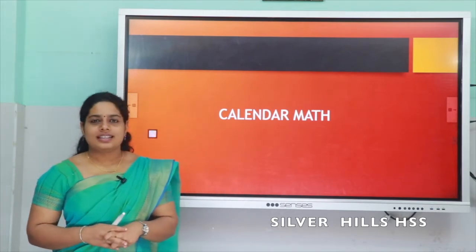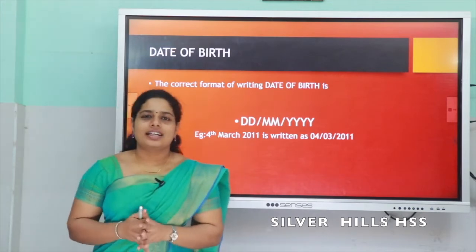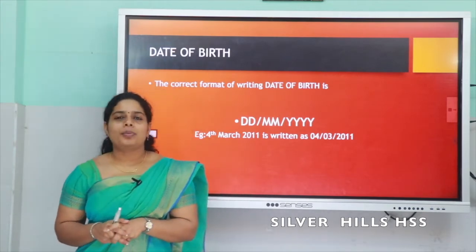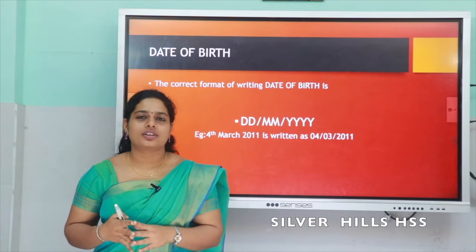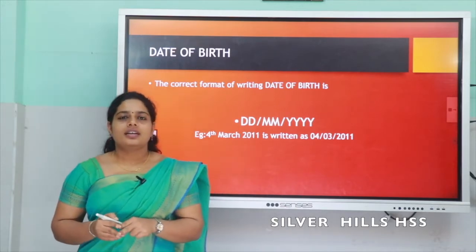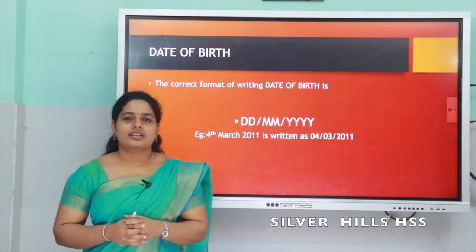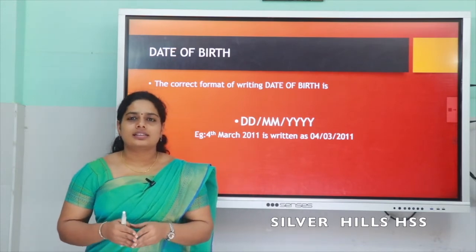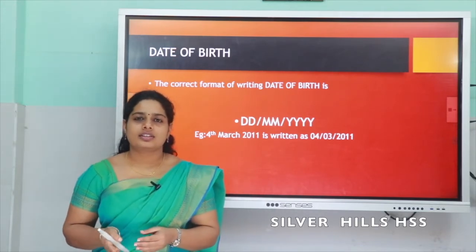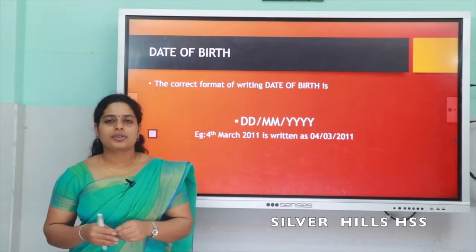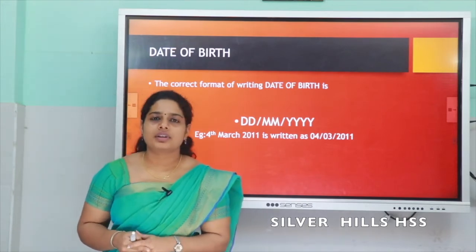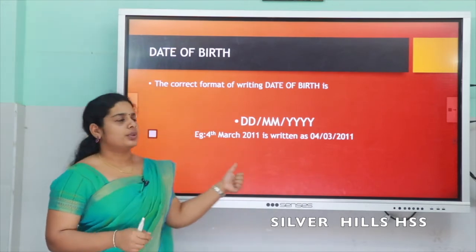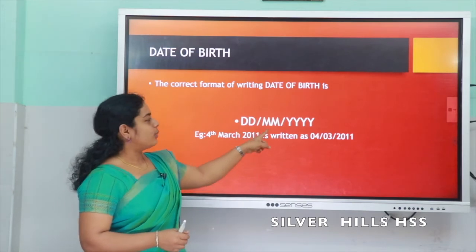Before telling about calendars, I hope every one of you knows how to write your date of birth. If someone asks what is your date of birth, someone may say it is 5th October 2000 or 7 February, like that. But the correct method for telling the date of birth is this one, that is date, month and year.